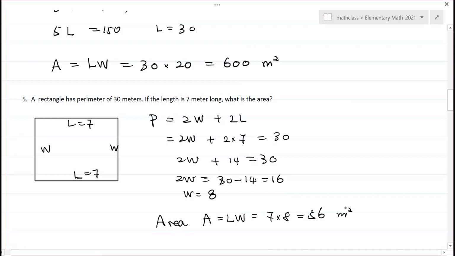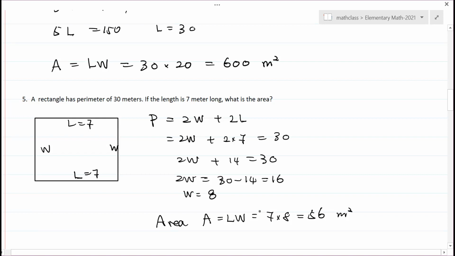That's a two-step problem. And you are given the perimeter. So you write down the formula for perimeter. And the length is given, the width is unknown. Then you try to figure out what is the width, okay? Using that equation. And that should be equal to 8. So 8 plus 7 times 2, it's going to be 30.